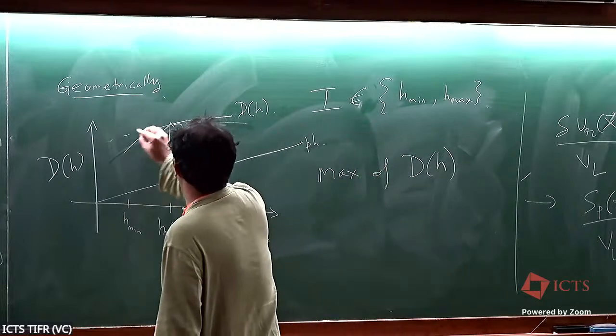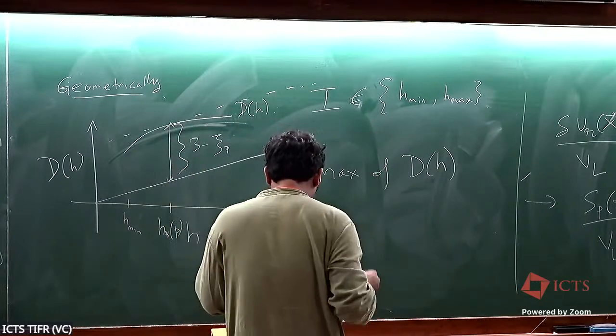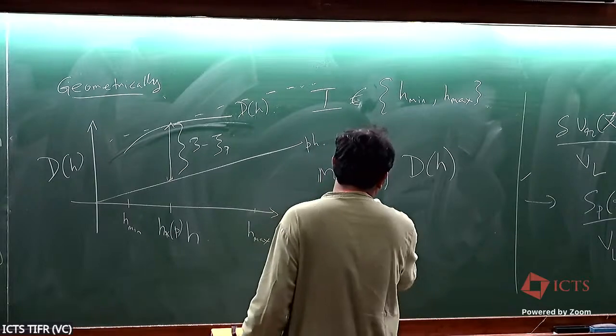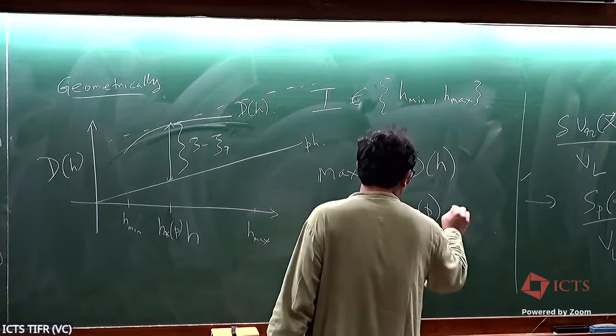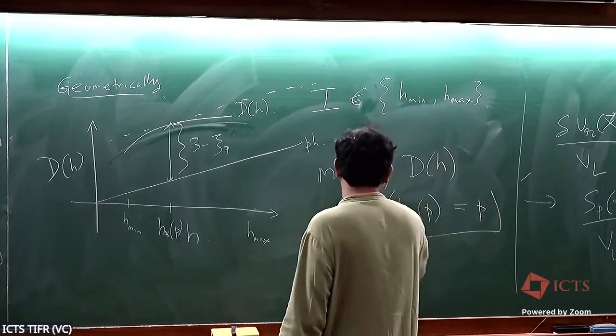Now the maximum of this guy will be where the tangent line exists. So the maximum of this guy will be where the slope calculated at p will be exactly equal to.